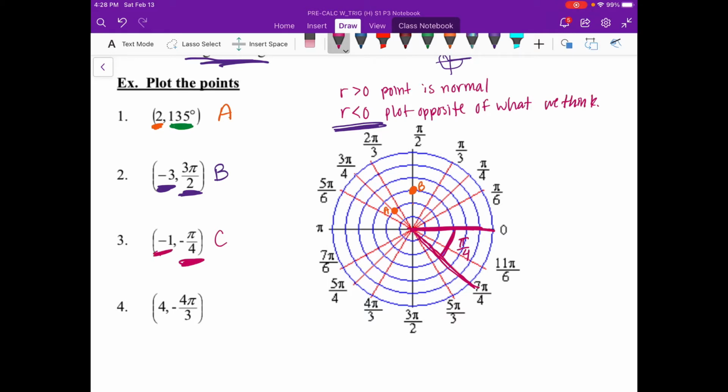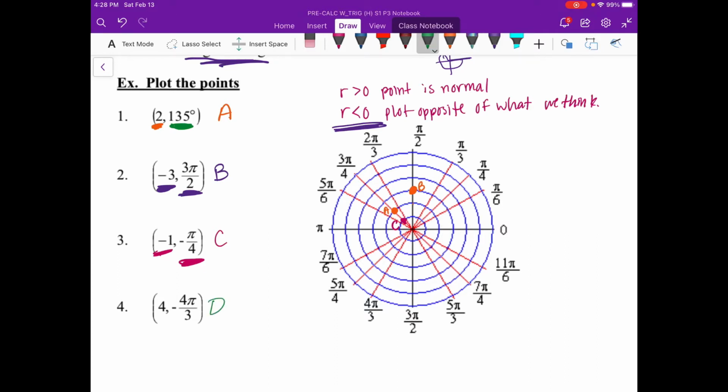Okay, and then same thing looking at the -1. The -1 tells me to follow along that line, but in the opposite direction. If it was positive, I would be right there, but because it's negative, I have to extend it the other way, and I actually end up being right here. And I made that line a little bit difficult to see, but that's the point C right there. Okay, so go the opposite direction.